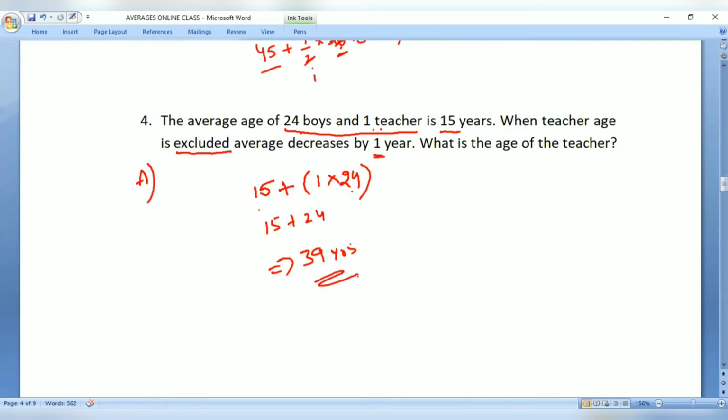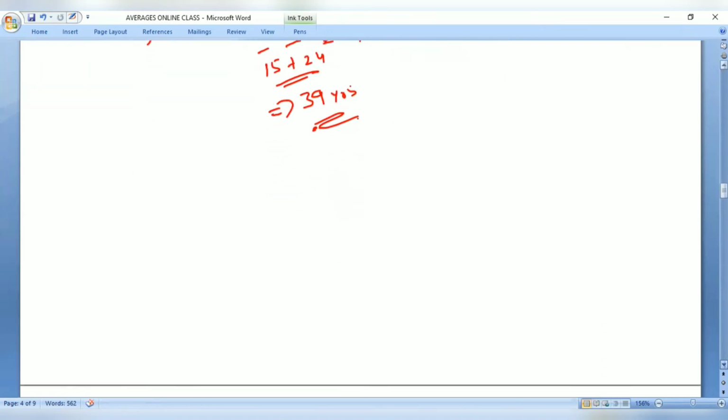The average of 25 persons plus the average of 24 persons, and by how much the value is increased or decreased, that sum we have taken, and 39 years is the value that we obtained. Okay guys, now let us move on to the next problem.